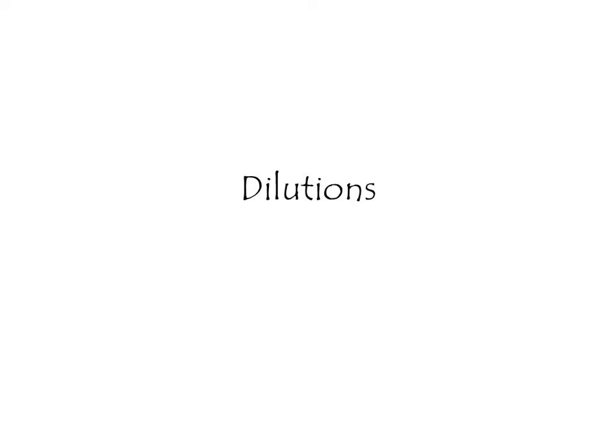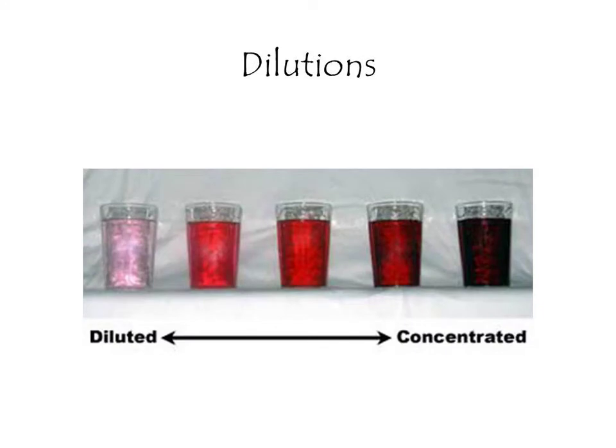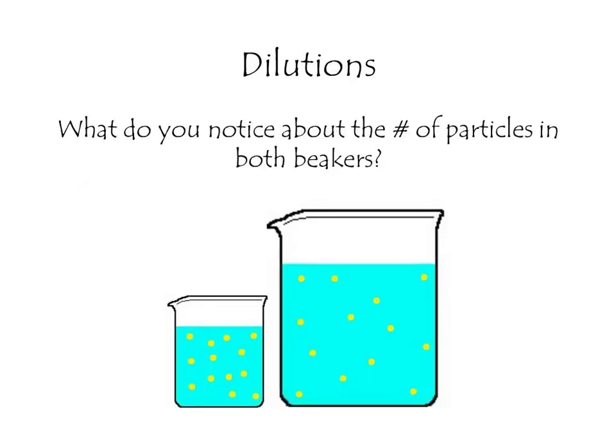In this tutorial, we're going to talk about dilutions. Dilutions is basically you're going from something that's more concentrated to less concentrated. Now, if you look at this, what do you notice about the number of particles in both beakers? You should say that they are the same. There are 13 in here and 13 in here.